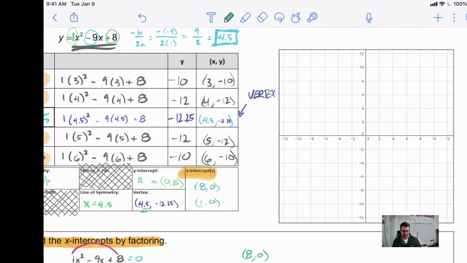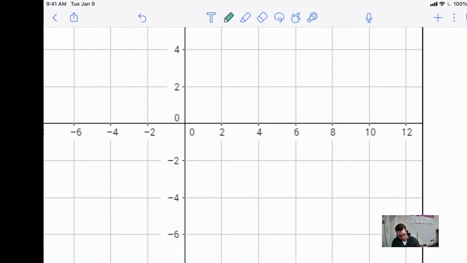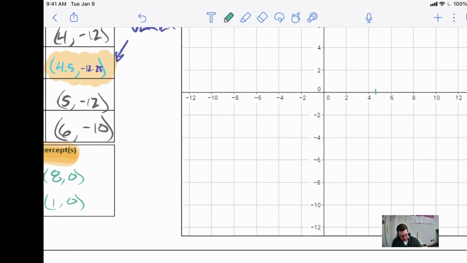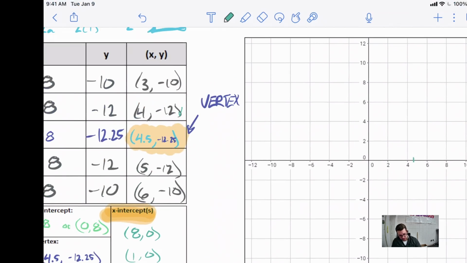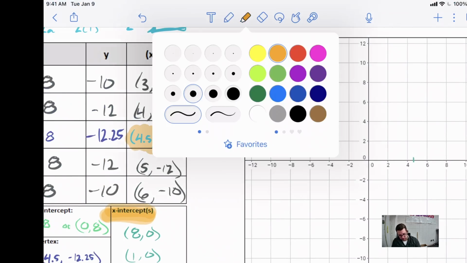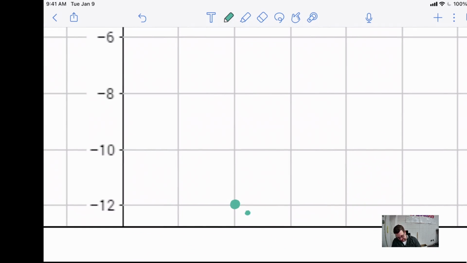And now let's just graph all of these points. We kind of have a list of them here. So starting at our vertex, 4.5, negative 12 1/4. So 4.5 would maybe be somewhere right around here. And then negative 12 1/4 would put us all the way down just a little bit below there. So that would be our vertex. Other points that we know, at 4, we were at negative 12. So that would put us at a spot exactly right there.